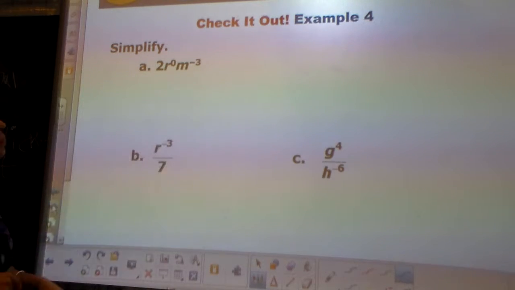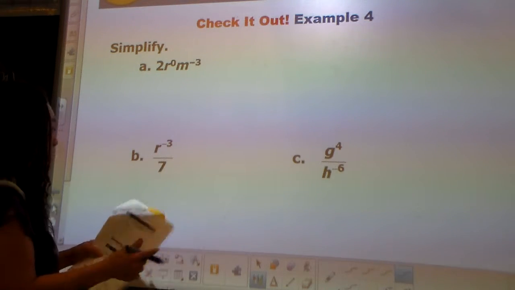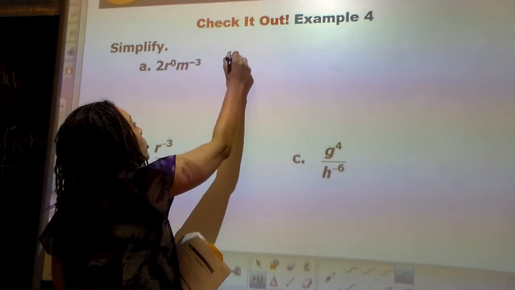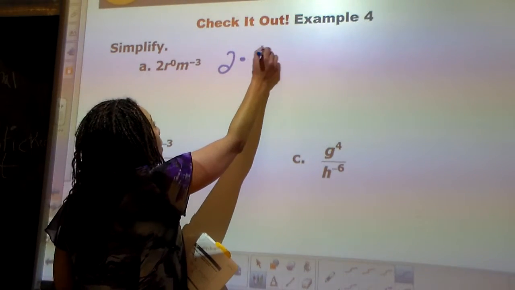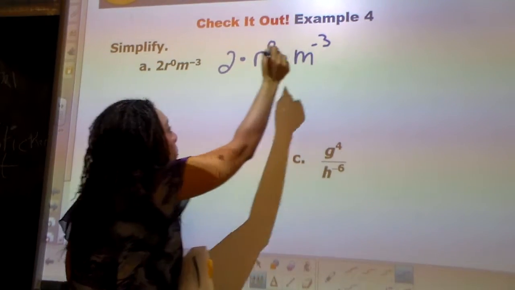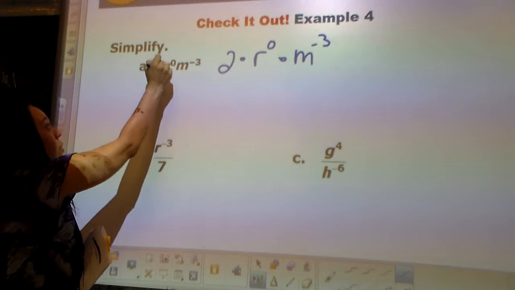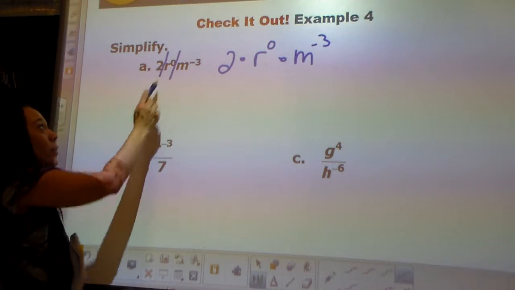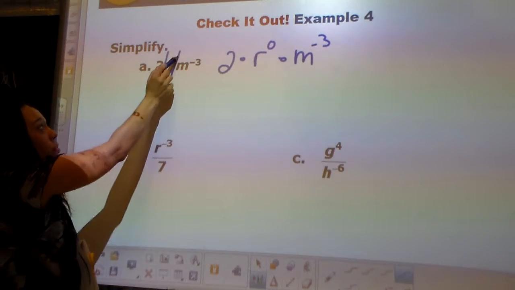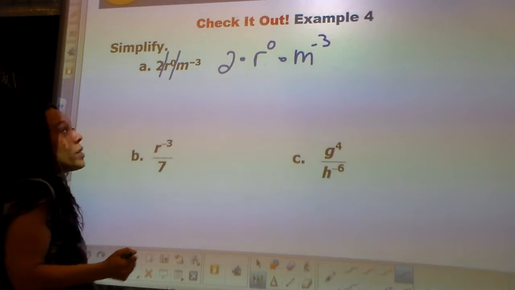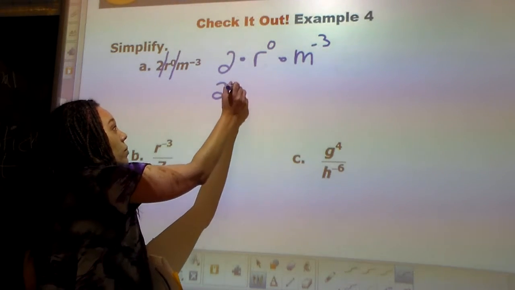Go to this one. So when I work out this, simplify, I notice, so I'm going to rewrite it. It's 2 times r to the 0 power times m to the negative 3 power. The only thing I did was I separated each part of my term. So I pulled the coefficient out, the first variable with an exponent, the second variable with an exponent. When I do that, the 2 will just stay the same.